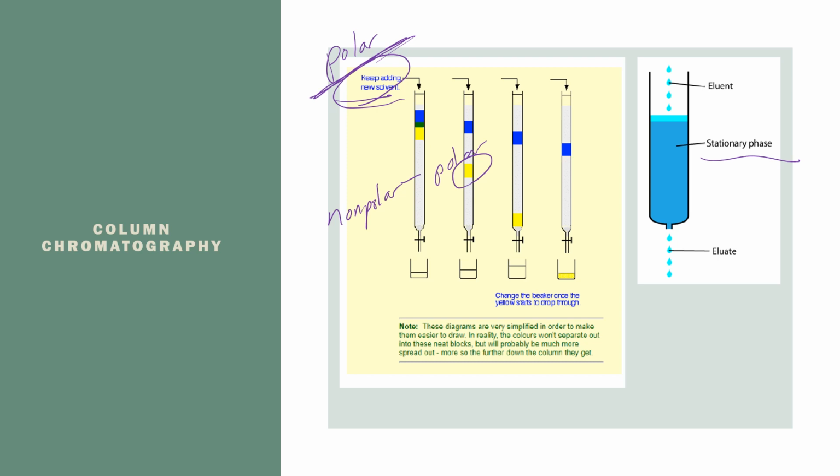And then as it moves through, you're able to collect at the bottom that yellow substance, that part of your mixture. And then if you kept going, you could eventually collect the other substance. So again, this is unique because we can actually collect the substance out of the column, whereas in paper or thin layer chromatography, it's just to analyze the components.